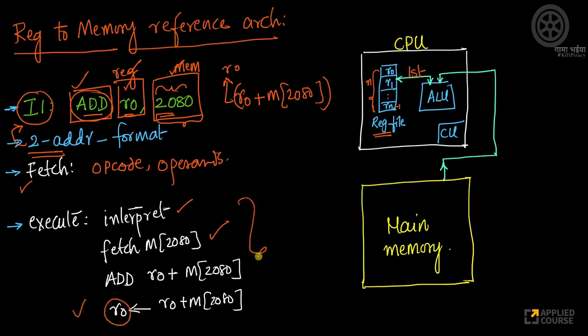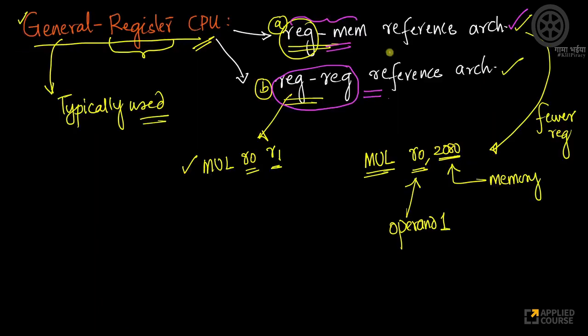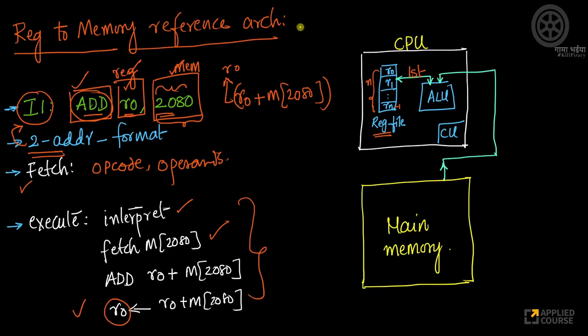This is how the execute cycle works in a register to memory reference architecture, which is one of the general register CPUs. Again, remember, this is very good when you have fewer registers, because one of your operands is actually coming from the main memory. You don't have to keep all the operands in your register file because you may not have many registers. You have one of them in the registers, the other in the main memory. So when you have fewer registers, this architecture works very well. Very simple concept if you think about it.